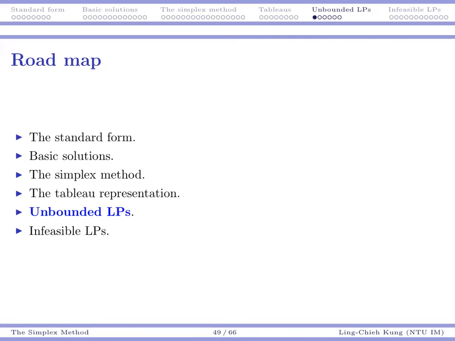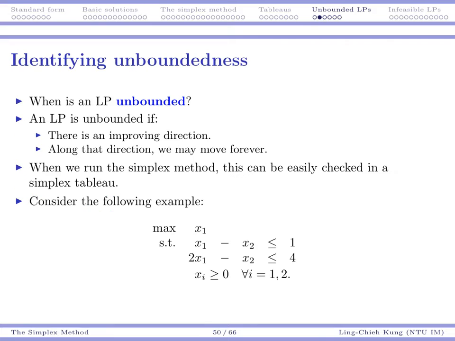May we detect that while doing the iterations? We need to make sure of that. And if we have an infeasible linear program, how may we deal with that? Those are the two remaining issues to discuss. Let's start with the unbounded linear programs because it's easier.